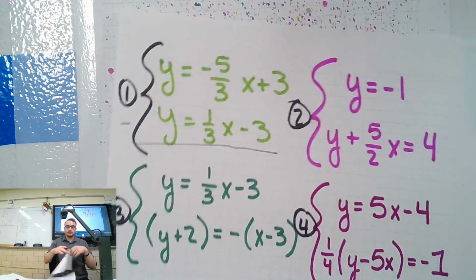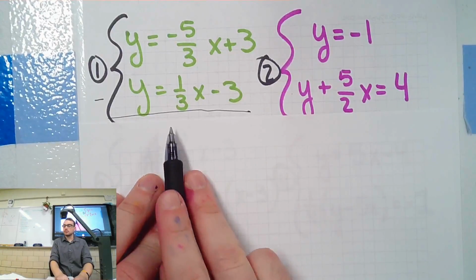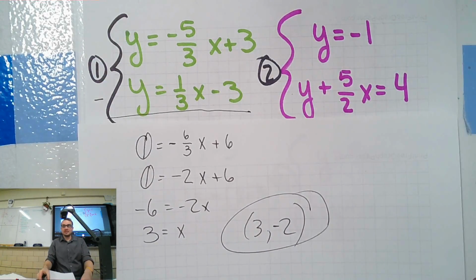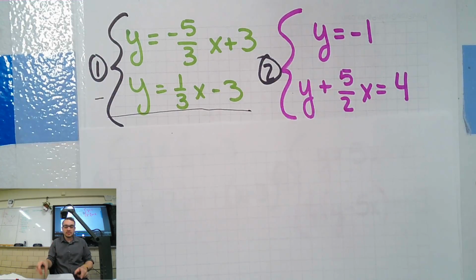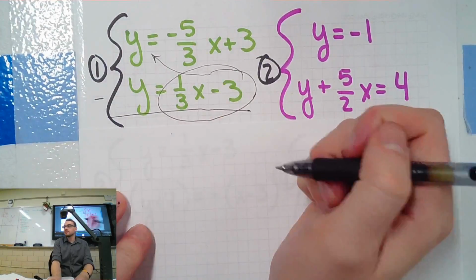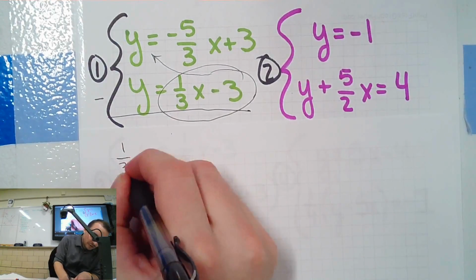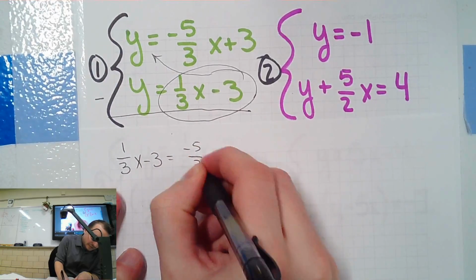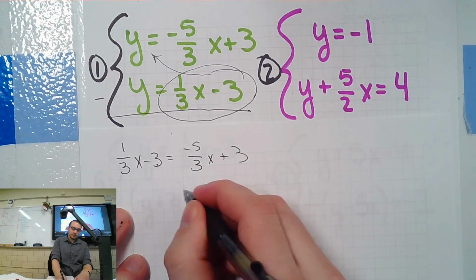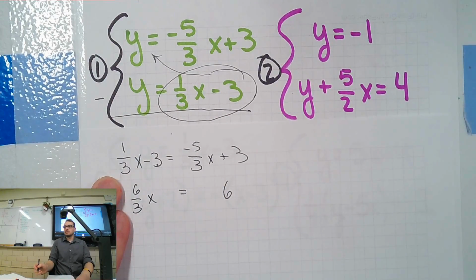Okay, so let's walk through your method. Nevaeh did substitution. What did you get for the answer? 3, negative 2? Okay. Nevaeh, on this one, did you do substitution? Yeah. Okay, so you probably said this is y, so I'm going to plug it in. So she said 1/3 x minus 3 equals negative 5/3 x plus 3. So we're going to add 3 to both sides, and we get 6 here. I'm going to add 5/3 to this side, I get 6/3 x. I added 3 and got 6.